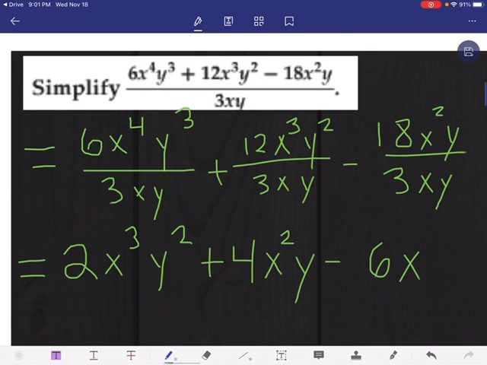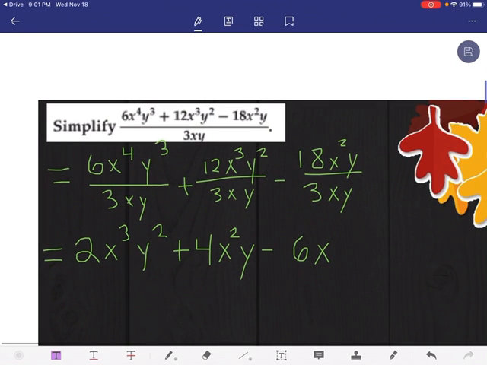So then we need to decide if we have any like terms, and remember that for them to be like terms, I have to have exactly the same exponents and variables. So on our first two, we have x's and y's, but notice that they don't have the same exponents. And then on our last one, we don't even have y's. So none of them have exactly the same exponents and variables. So we can't combine anything. So that is our final answer.